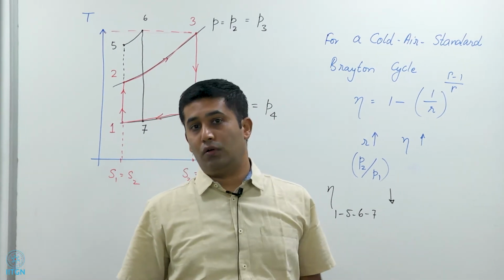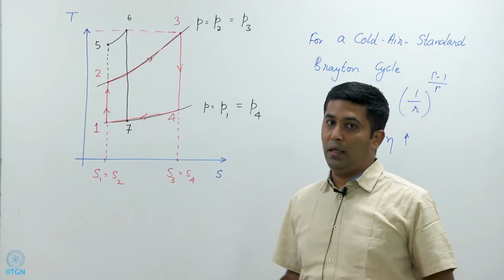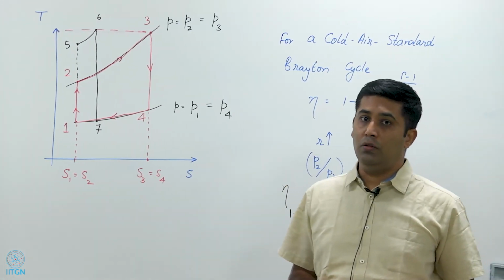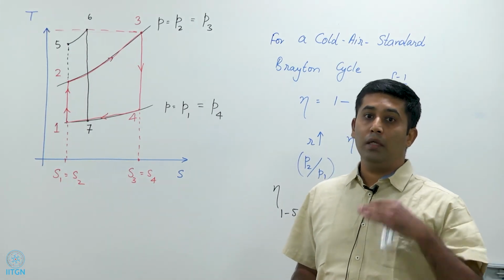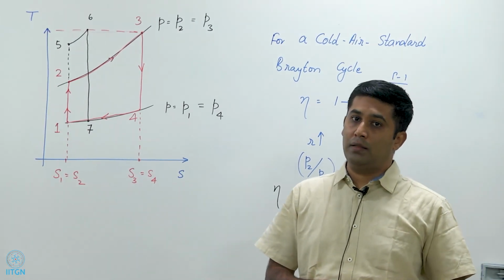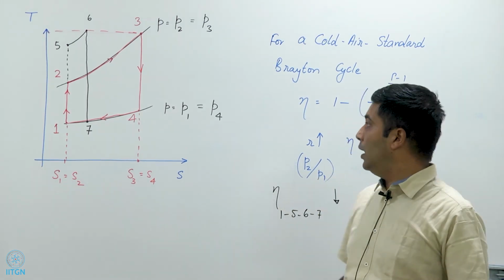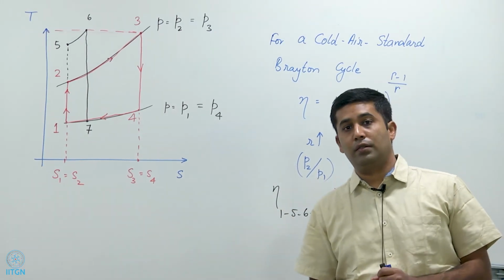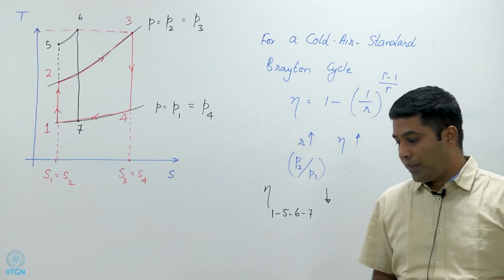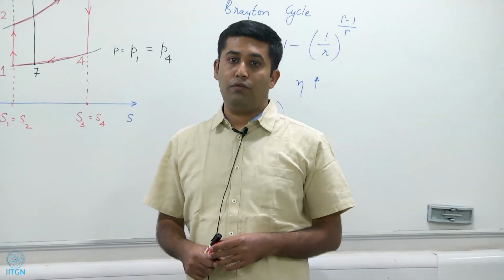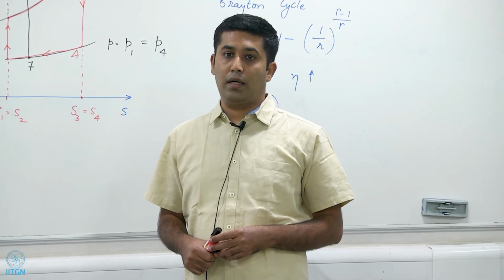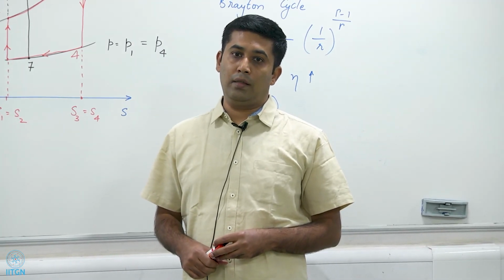So, higher pressure ratios are good. However, the pressure ratio has an optimum value beyond which the efficiencies start dropping for a given minimum and maximum temperatures that materials can withstand. So, with this we will end our discussion about the Brayton cycle, and also this ends the series of thermodynamics for the undergraduate course at IIT Gandhinagar.